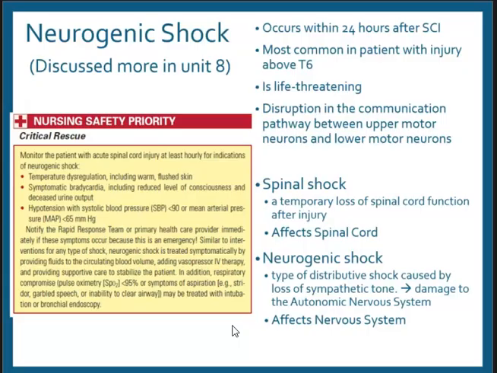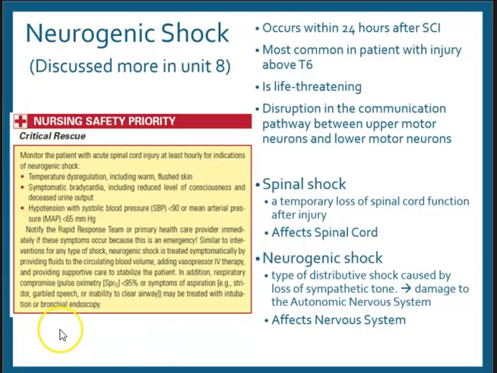So spinal shock immediate with the injury is vasodilation. It is vasogenic. Neurogenic is permanent, happens 24 hours after the injury. It is nervous system in origin. So the upper and lower parts of your nervous system are no longer communicating.